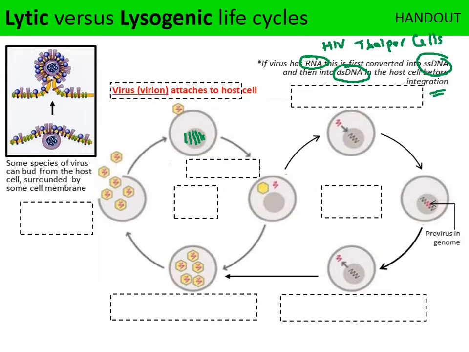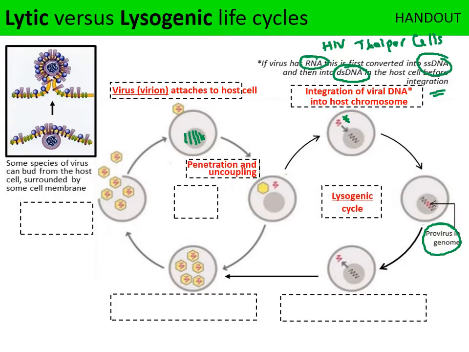Now, obviously here we've got the virus attaching to the host cell membrane. So normally viruses will recognize a certain protein on the surface of the host cell. We've then got integration of the viral DNA. So this is viral double-stranded DNA in the cytoplasm that goes into the nucleus and it inserts into the host cell chromosome. So this is now called a provirus within the genome of the host cell. And this is the lysogenic life cycle of the virus.